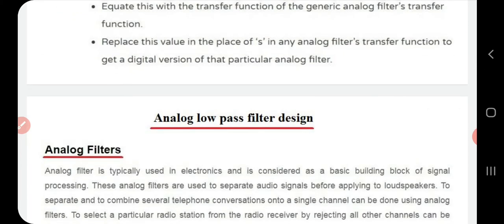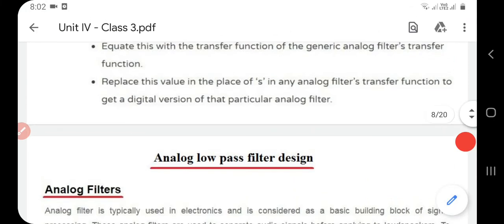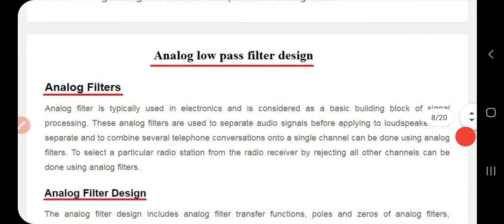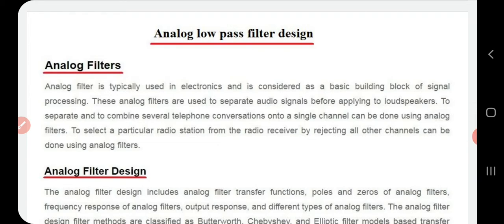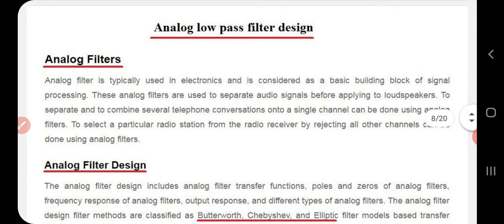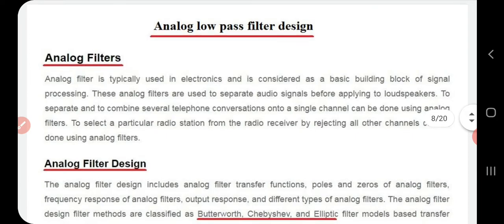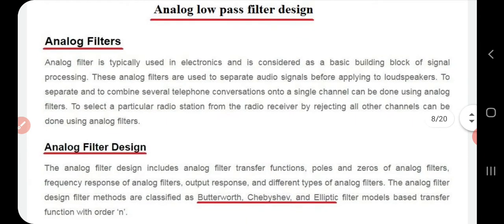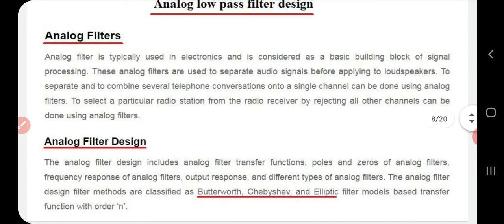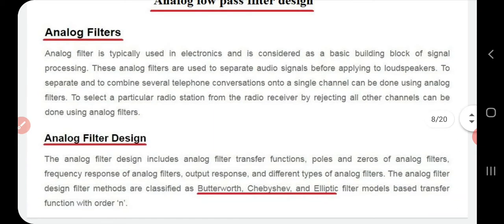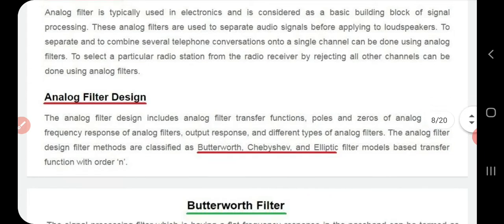Now the second topic, that is analog low pass filter design. So before that we have to understand what an analog filter is. Analog filter is typically used in electronics and is considered as a basic building block of signal processing. They are used to separate audio signals before applying to loudspeakers. To separate and to combine several telephone conversations onto a single channel also we can use analog filters, and also to select a particular radio station from the radio receiver by rejecting all other channels. In that case also we can use analog filters. So that is the definition for analog filters and its uses.